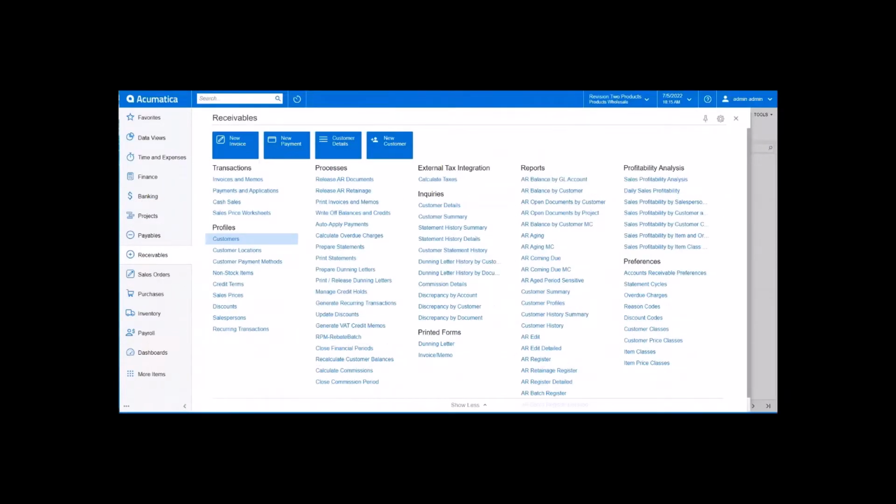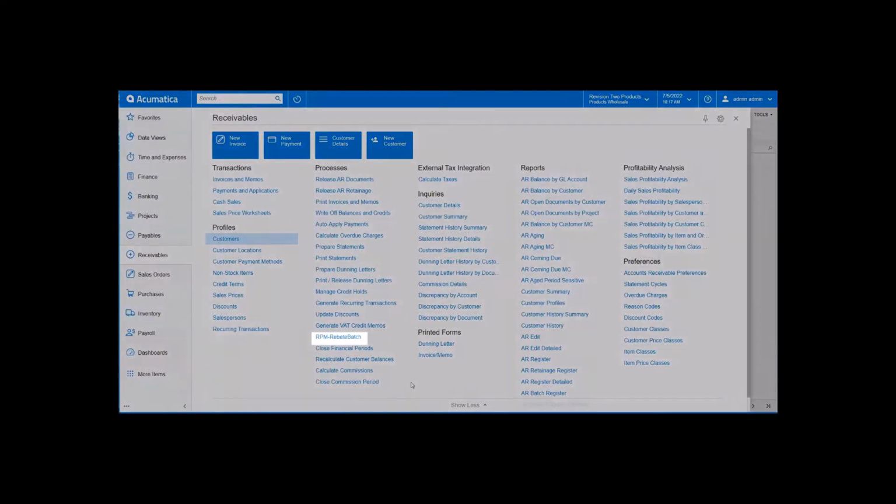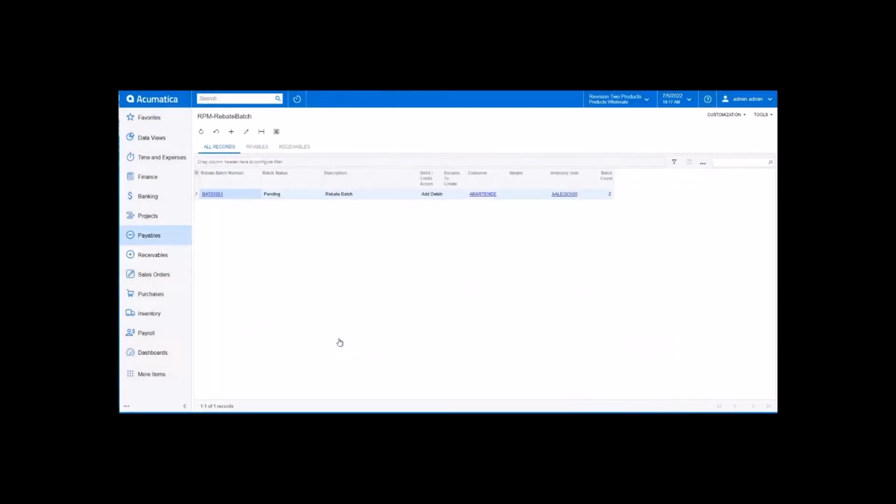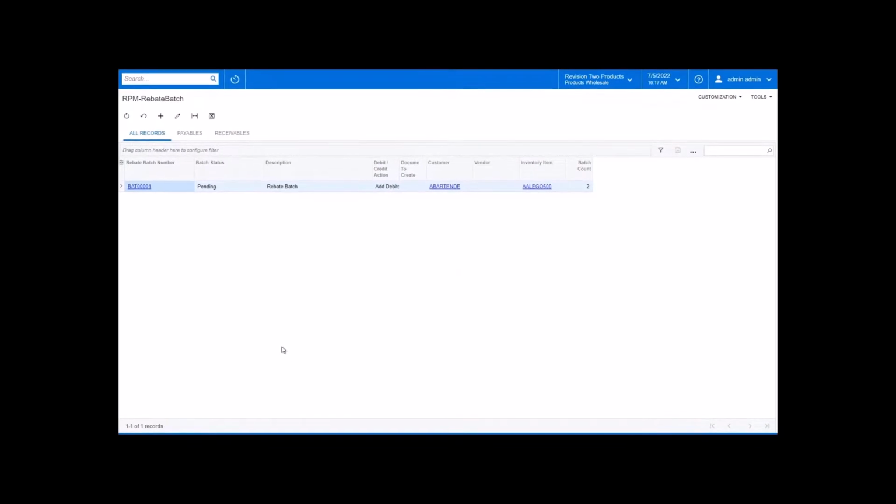So throughout this demo, I've mentioned rebates and how you can use a price calculation to figure those. So another part of RPM is rebate management, where you can go and pull your rebates for a customer or vendor. So let's take a look at how that works. In Acumatica, go to the RPM rebate batch form, which is found under both payables and receivables.